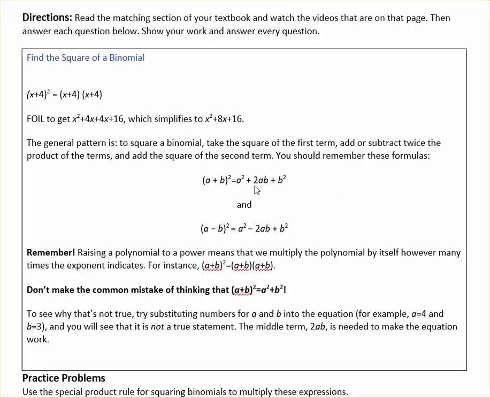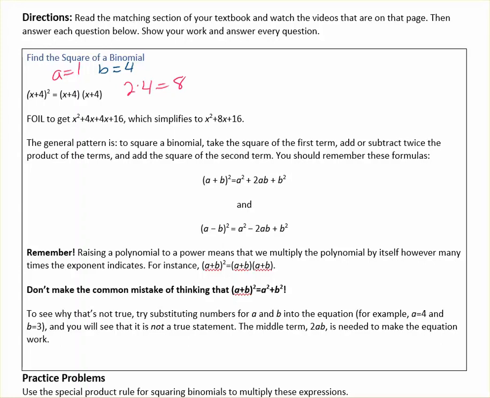So there is a formula, a rule, that can help you remember that there's a middle term. If it's a plus b squared, then your answer will be a squared plus 2 times a times b. So in this example, a is x and b is 4. When you multiply them, a times b is 4x. And if you multiply that by 2, you get 8x. So you can see that that would give you the middle term.